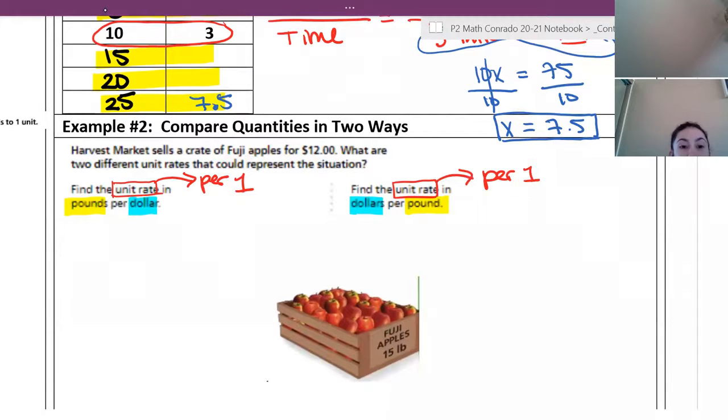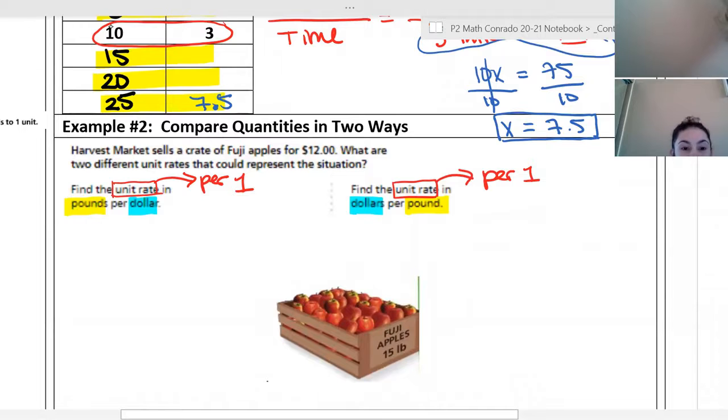All right, so let's go to example number 2 and compare quantities in 2 ways. So here we have the Harvest Market who's selling a crate full of Fuji apples for $12. They want to know 2 different rates that we could represent with this situation. So we have 2 different situations. Let's look at our first one on the left.